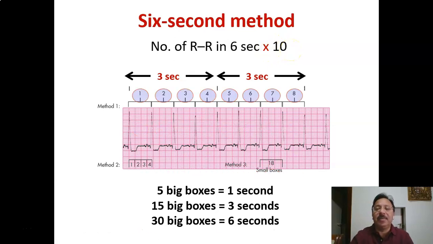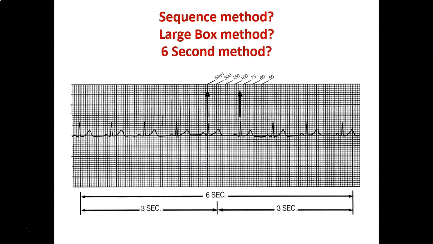Let's apply the different methods to calculate the heart rate in this rhythm strip. This rhythm strip is regular, so all these three methods can be applied: sequence method, large box method, and 6-second method. Let's apply all these methods here. Sequence method: this R wave falls on the thick line, and the next one is here. So 300, 150, 100, 75. Between 75 and 100, approximately 80 heart rate.